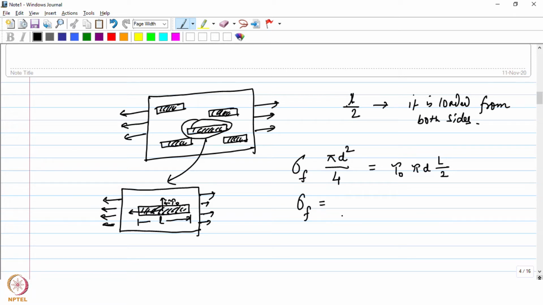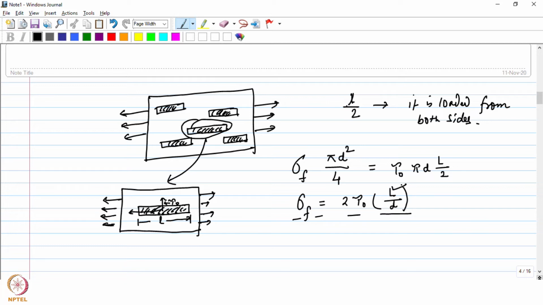So we can write sigma F as this, right? So here you can see the stress acting on the fiber not only depends on the applied stress, but it also depends on the L by D ratio, okay, which was not there previously when we talked about the rule of mixtures, right?